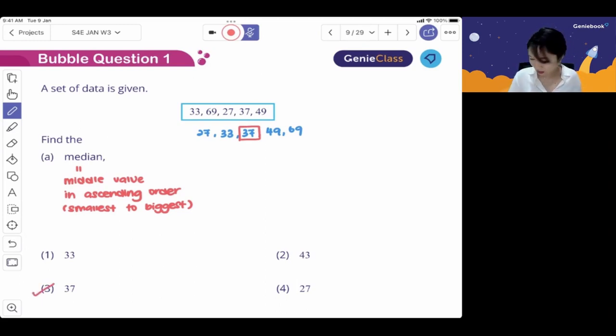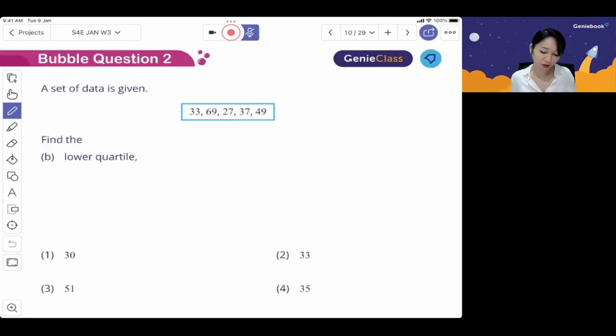Very well done. Seems like everyone is able to follow. Now that we have our rearranged set of data, 27, 33, I hope you guys are doing this on paper. If you're doing this on paper, then it won't be so cumbersome when the question resets itself to the second bubble question. So from here, you have 30 seconds to find the lower quartile. Time starts now.